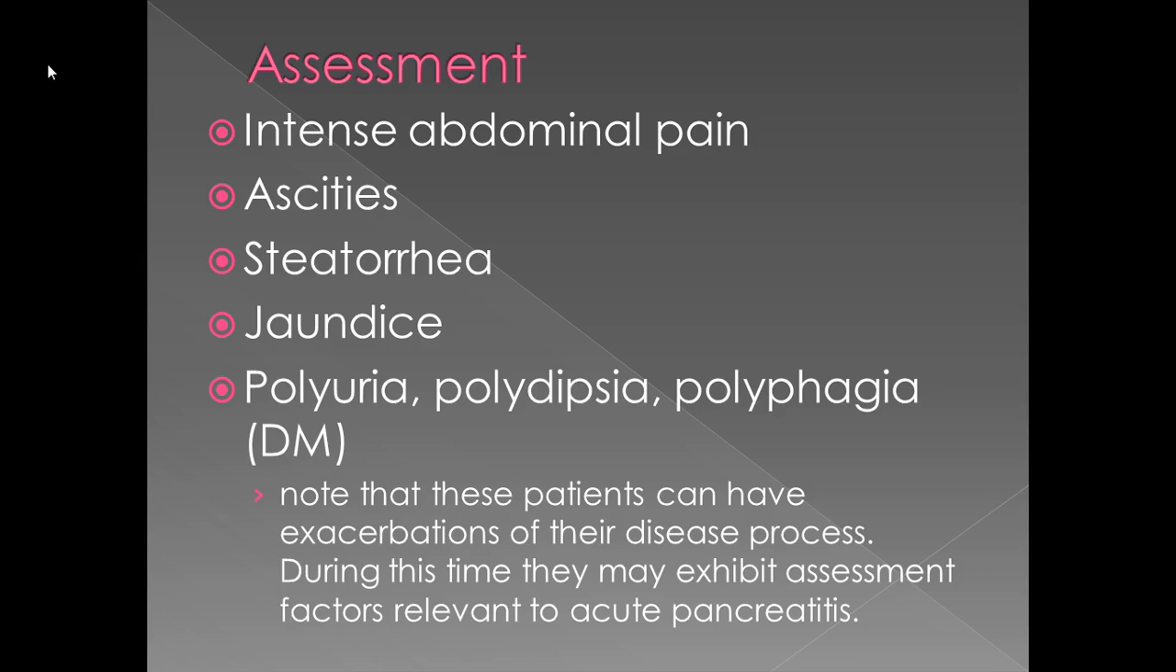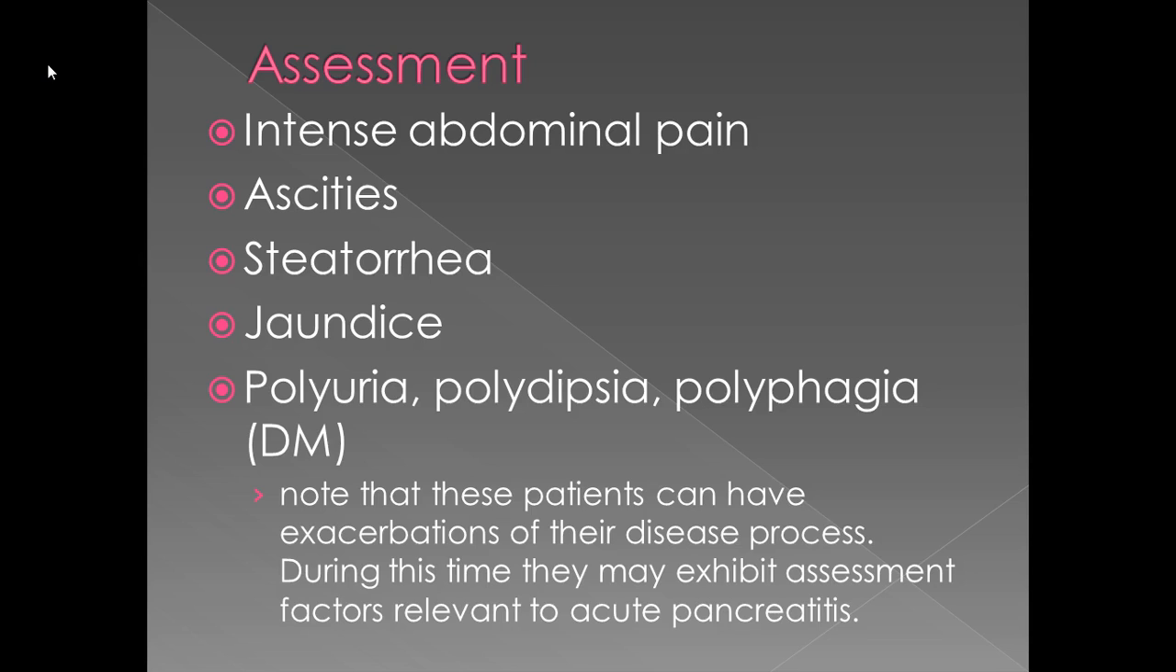They may actually have ascites from the pancreatitis, steatorrhea, so the lipase is not breaking down the fat, and they'll have extra fat in their stools. They could be jaundiced because of the potential effects on the liver related to the chronic pancreatitis. And then polyuria, polydipsia, and polyphagia, they have signs and symptoms of diabetes. Basically, the whole pancreas is starting to fail at this point.